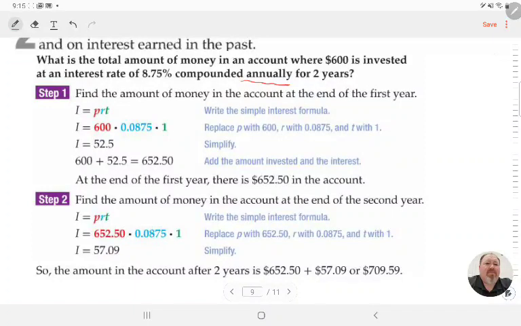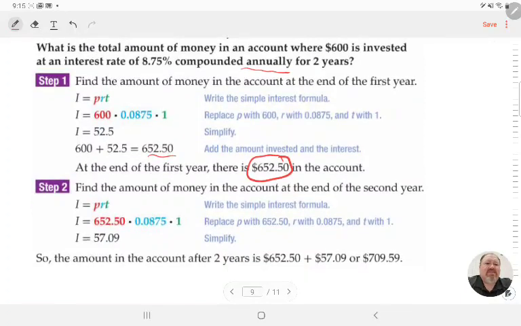So find the amount of money in the account at the end of the first year. So we have I equals PRT. So we have 600, the initial, times our interest rate, 0.0875, times 1. Because every year it starts over. When we multiply those together, we get $52.50. We add that to our initial, and now in our bank account, we have $652.50. Now this is for 2 years, and it starts over every year because it says annually.